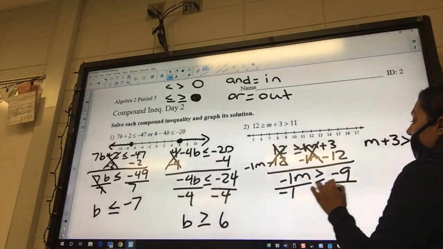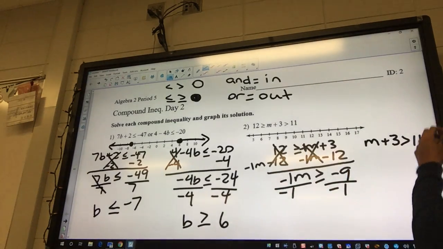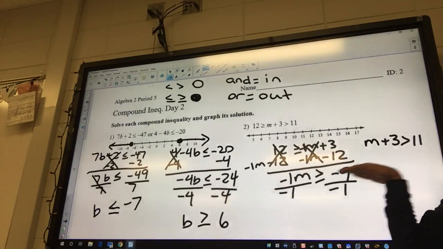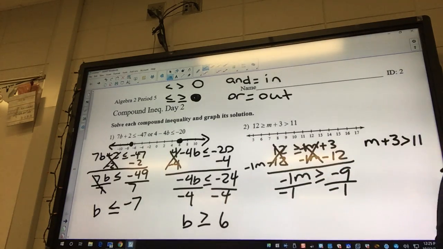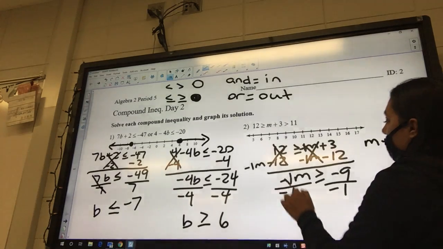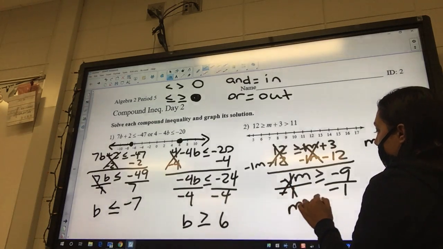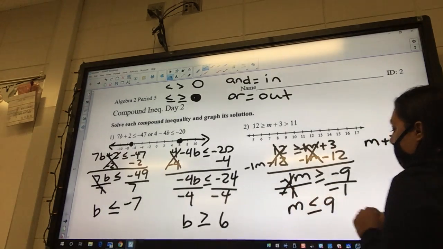Some teachers would argue to just move the 3 over, but then you actually have to read the inequality, and that poses a problem. If you want to read it the opposite way, then you have to start moving it around, and it doesn't work very well for you. So we're going to get m is 9.